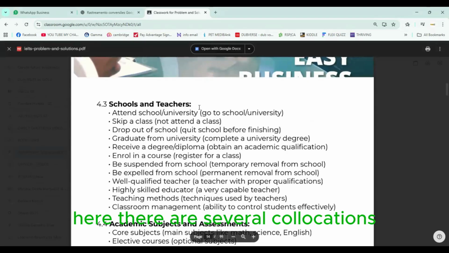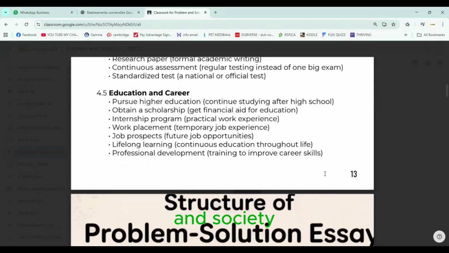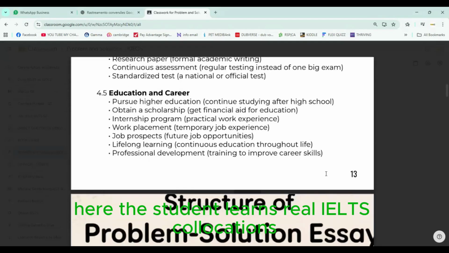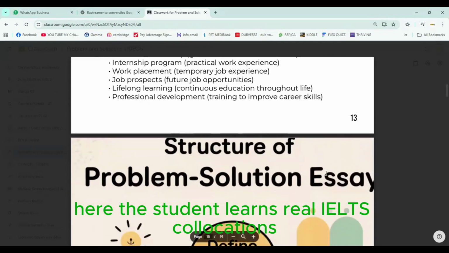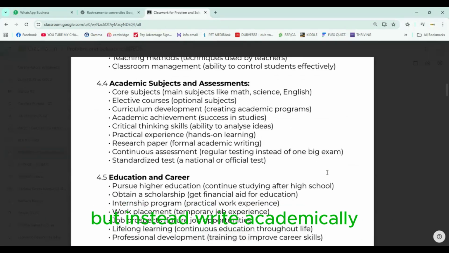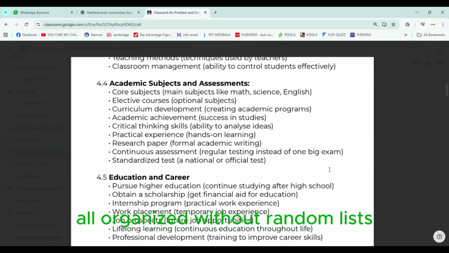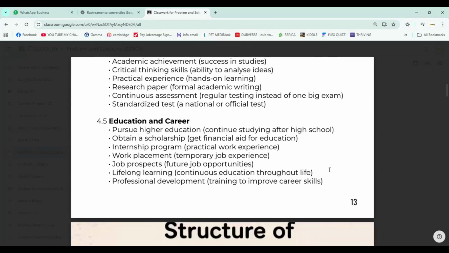Here, there are several collocations in the field of education and society. Here, the student learns real IELTS collocations, so they don't just say or write whatever comes to mind, but instead write academically: verbs and expressions for problems, specific vocabulary for solutions, all organized without random lists.